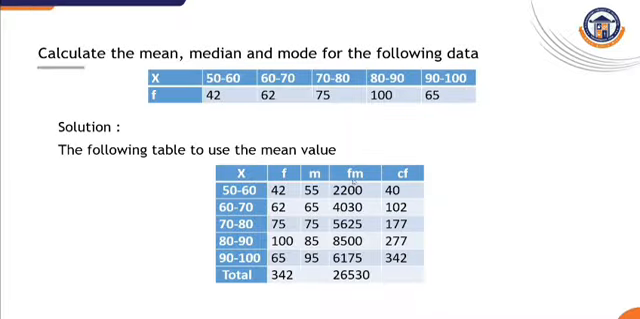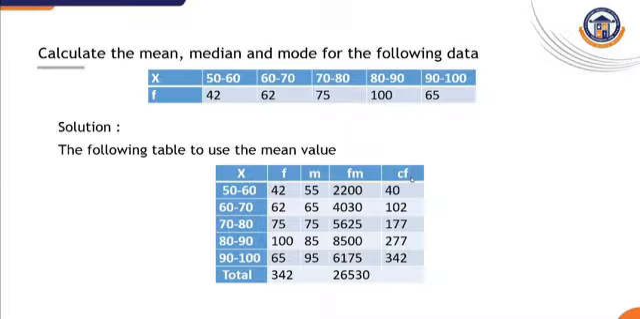So now we find fm, the frequency times the middle value. Just multiply 42 into 55, that is 2310, 62 into 65 is 4030, 75 into 75 is 5625, 100 into 85 is 8500, and 65 into 95 is 6175.